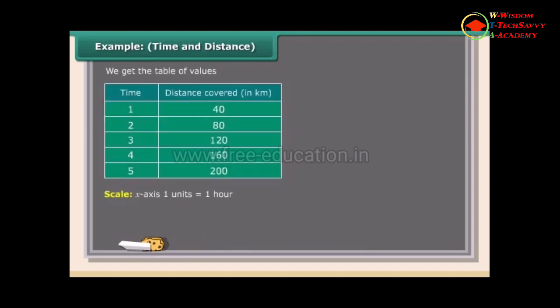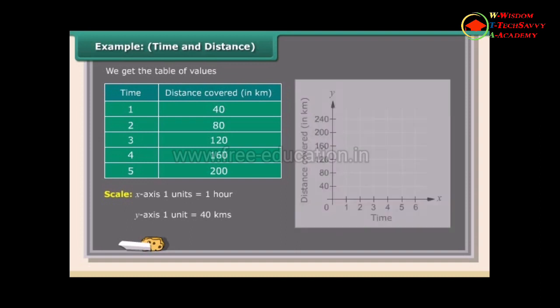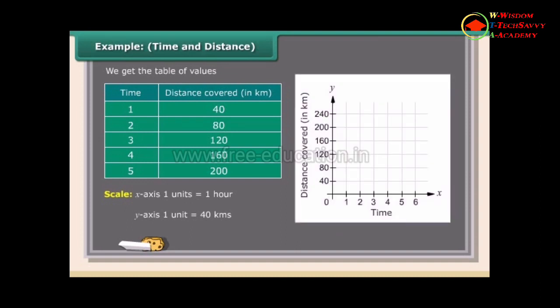Scale: x-axis, 1 unit equals 1 hour. Y-axis, 1 unit equals 40 kilometers. A. Mark time on the horizontal axis. B. Mark distance on the vertical axis. C. Plot the points (1, 40), (2, 80), (3, 120), (4, 160), (5, 200). D. Join the points. We get a linear graph.